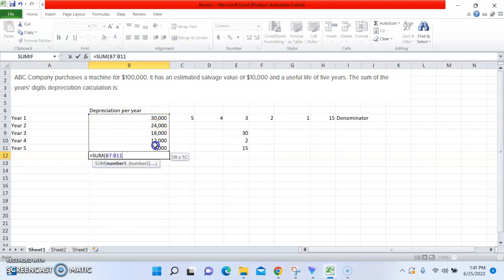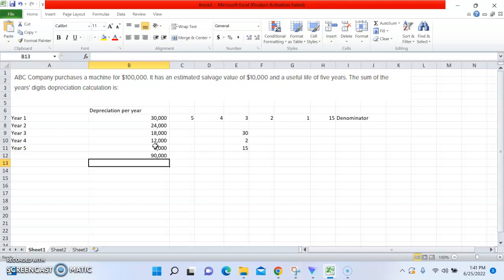If it doesn't, that means we did something wrong. It comes up to 90,000. That's good. It should come up to the cost minus the salvage value number, because you cannot depreciate more than the salvage value, because that's how much you think it's going to be worth. So this is how you calculate the sum of years digits depreciation.